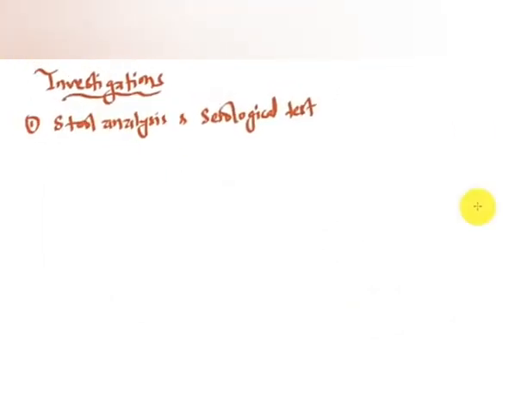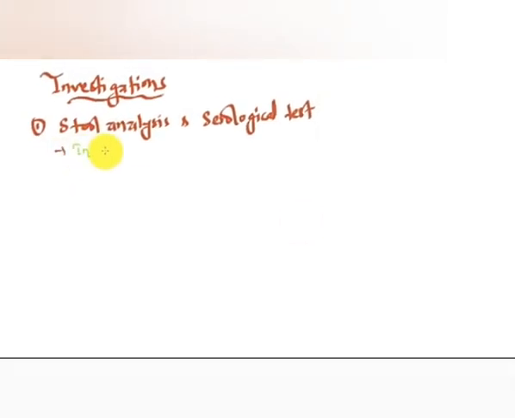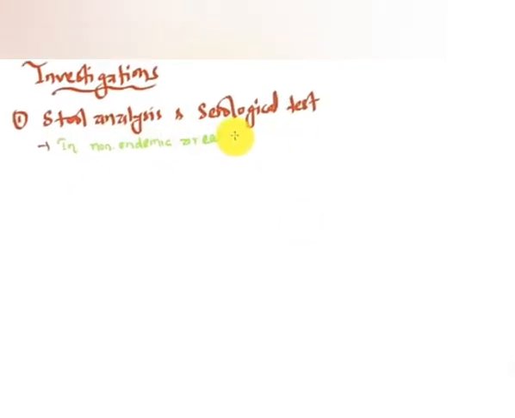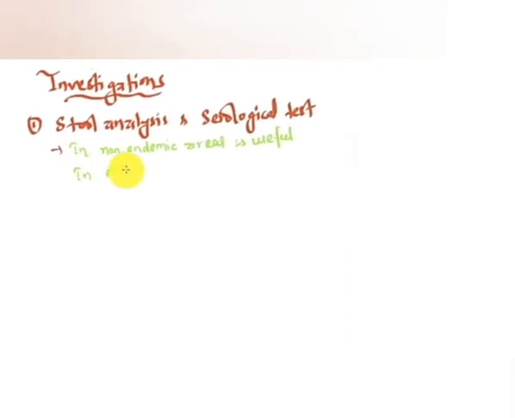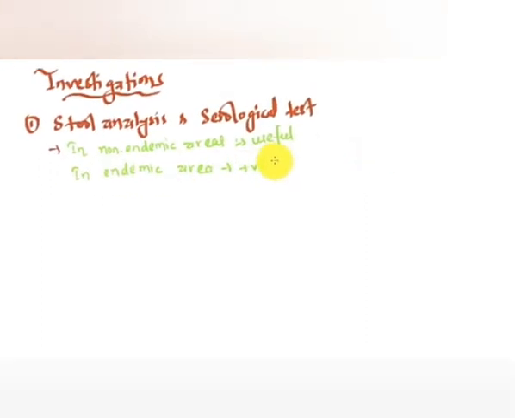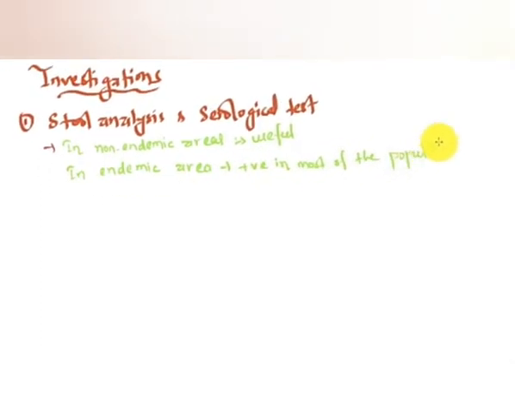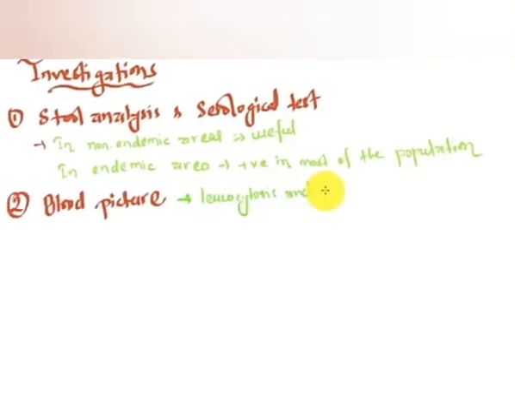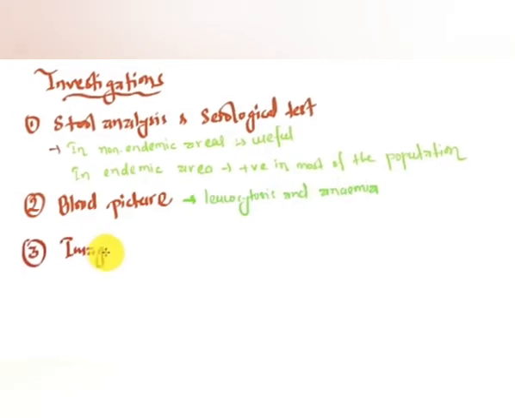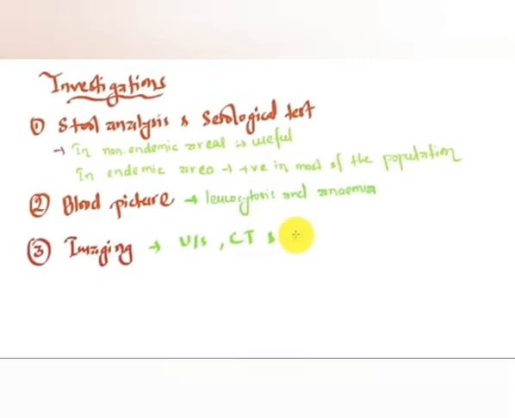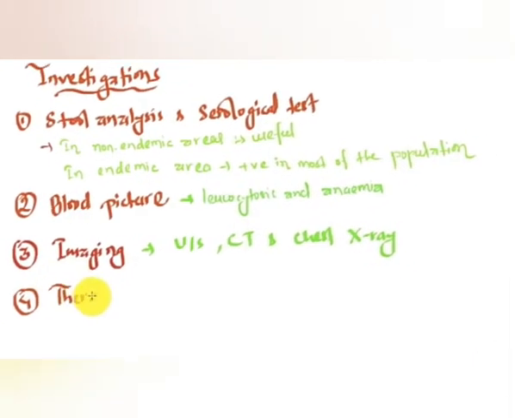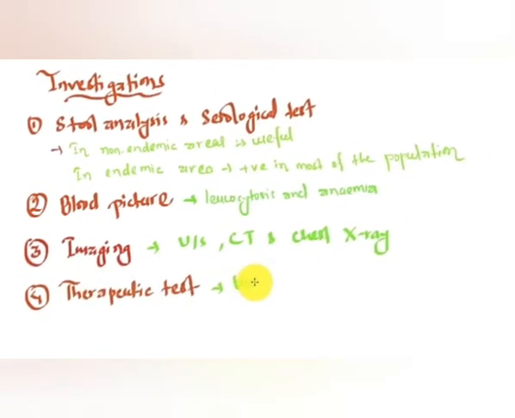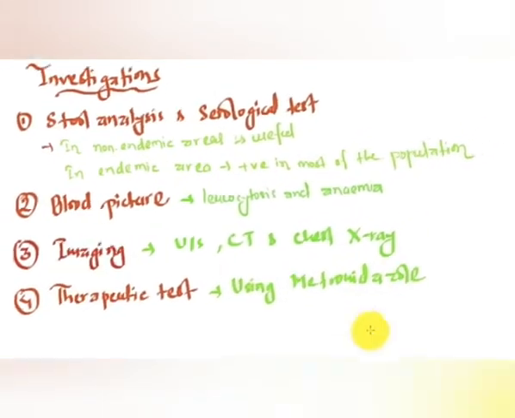In investigations, the first we have is stool analysis and serological tests, which may be ELISA. In non-endemic areas, it is very useful, but in endemic areas, it is positive in almost all of the population, so it is not that useful. The second one is blood picture, which will show leukocytosis and anemia. Imaging can be done like ultrasound, CT, which is very useful, and chest X-ray. Therapeutic test can be performed by using metronidazole.